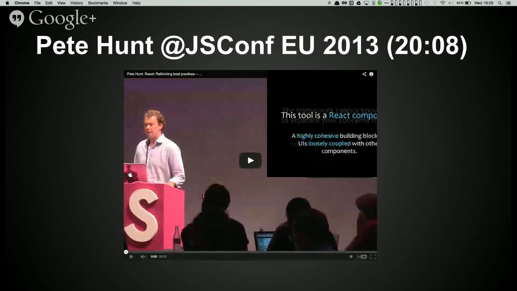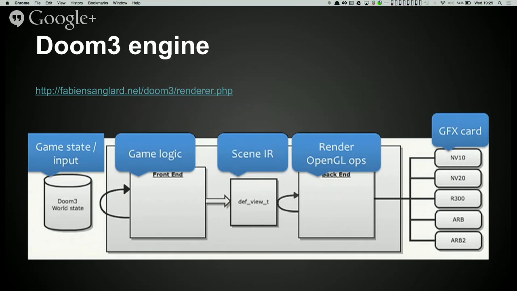In this great talk, at JSConf EU, at 20 minutes and 8 seconds into it, he talks about how the React rendering engine is a little bit like the Doom 3 engine. So he uses this slide, which is how the Doom engine works. I did attempt to talk about that in the first thing, and I got into a mess.